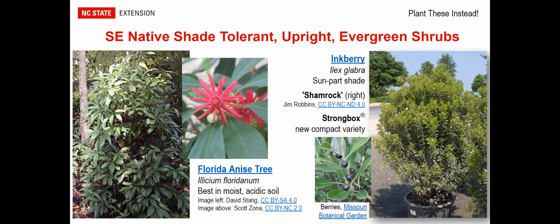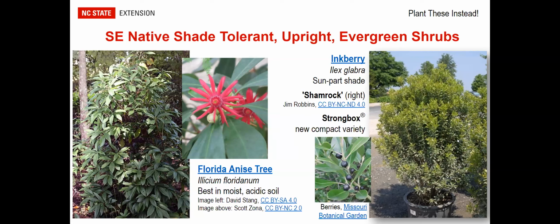But if you're looking specifically for natives, a couple of options include the Florida anise tree, Illicium floridanum, which is from a little further south. It doesn't actually occur in North Carolina, but I think from South Carolina down through Florida. It does prefer moister soils, and it does need to be acidic, but it is very shade tolerant and will have these really unique looking flowers in the spring.